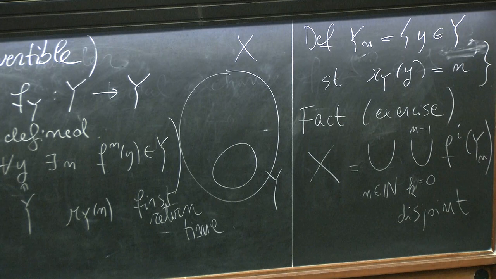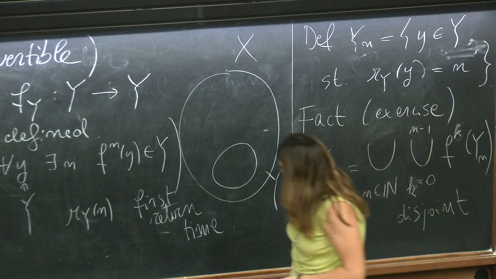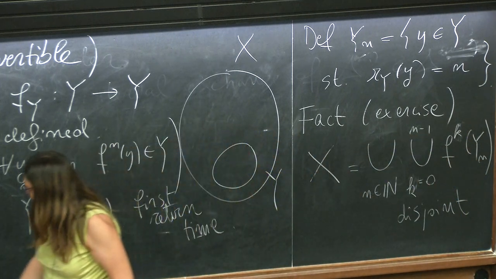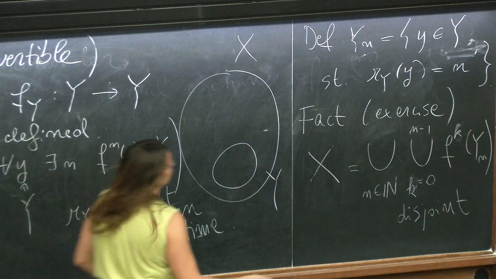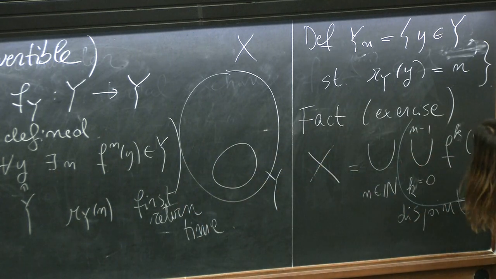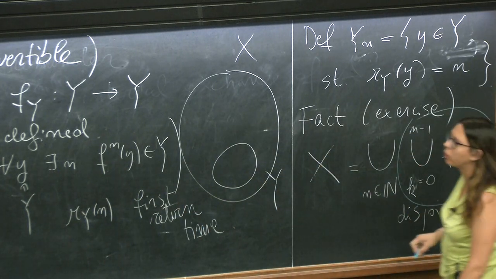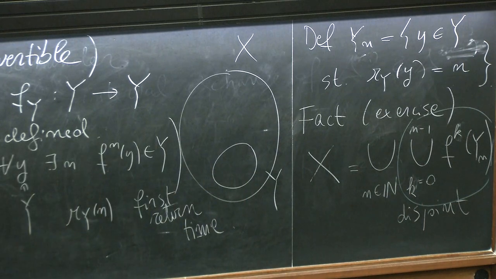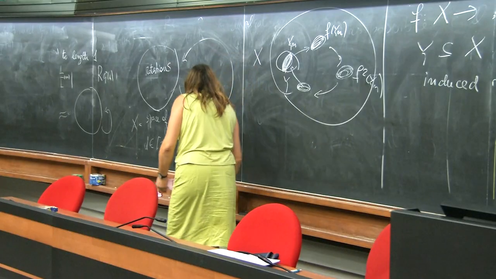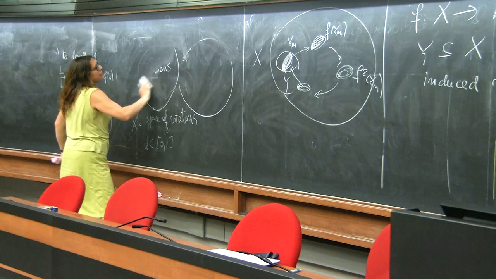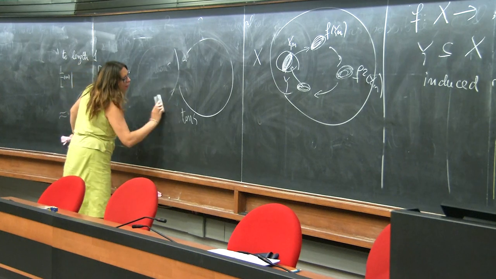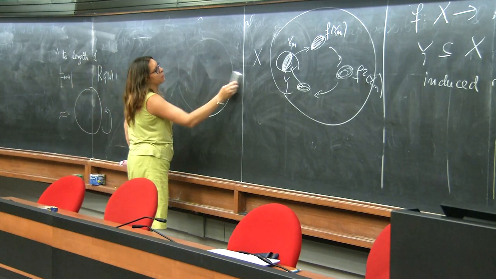And this will be, I'm sorry, f to the k. Thank you. So as k goes from 0 to n minus 1, I look, so this part is what I'm drawing. These are the iterates which are out and then come back. And maybe let me draw it. And this part is actually called a tower, a dynamical tower.